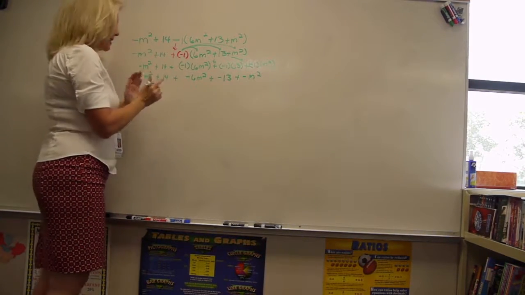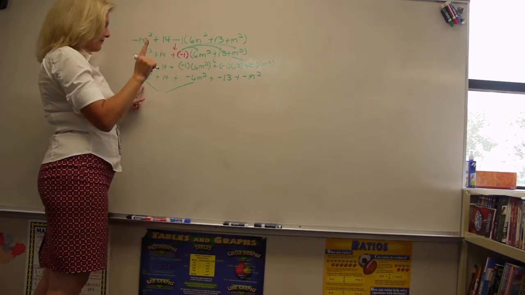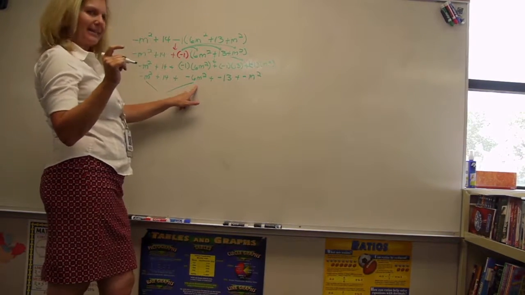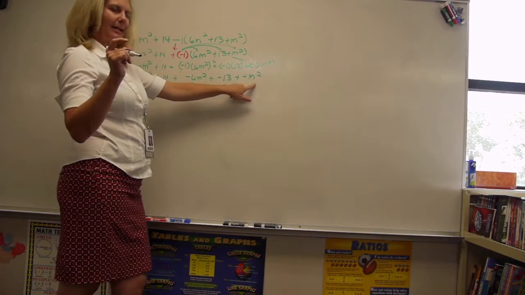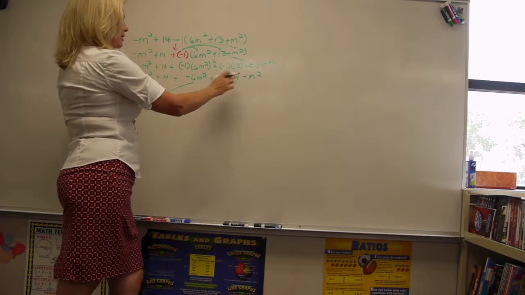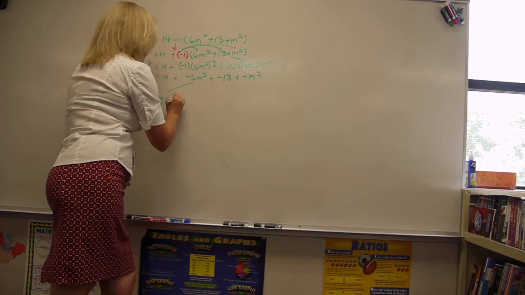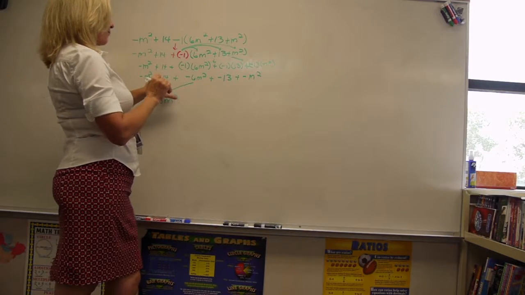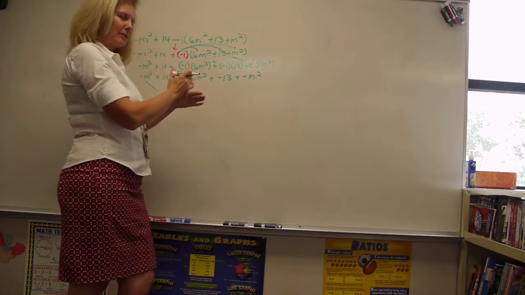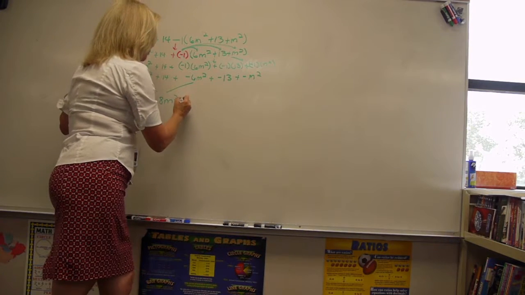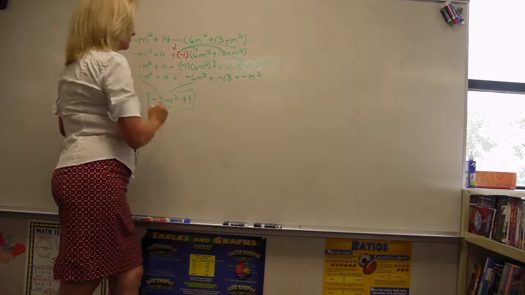Now I can gather my like terms. So I have negative m squared, 1 negative m squared, 6 negative m squares, and 1 negative m squared. So that's 1, 2, 8, negative 8m squared. And I have 14 blacks, 13 reds. They're going to cancel each other out. I'm left with 1 black left, so that becomes my final.